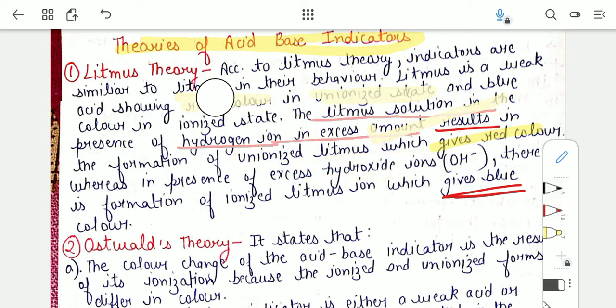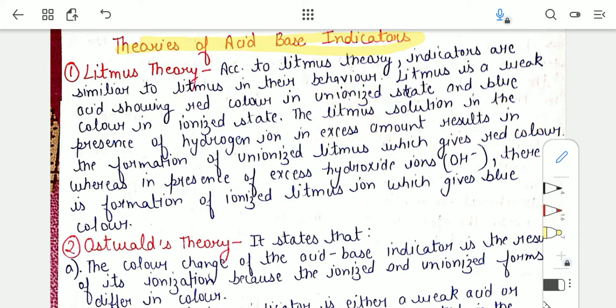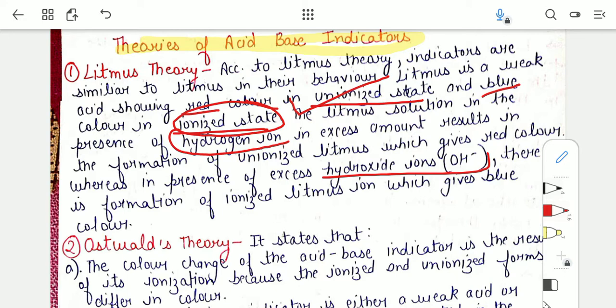So here we talked about the litmus theory, that in the unionized state it will give red color, in the ionized state it will give blue color. I hope this is clear to you, and it will remain in the unionized state in the presence of hydrogen ions, and it will remain in ionized state in the presence of hydroxide ions. So this was our first theory.